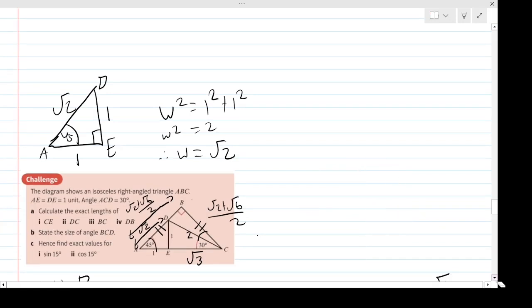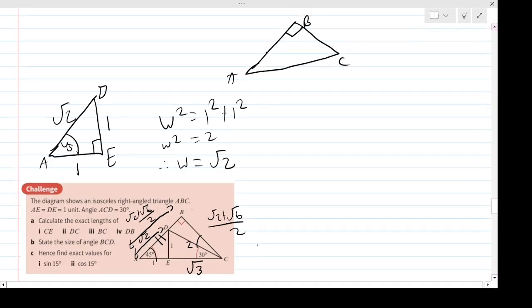Okay, so that's all the lengths done then. Then we need to find the size of angle BCD. Well, BCD is this angle there. As we discussed, that overall triangle ABC, right? If I do it up here again, so that's A, B, C.